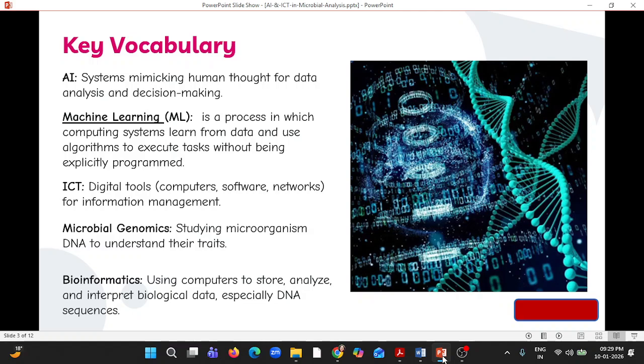To merge these things, we should know what is bioinformatics. Bioinformatics use the computers to store, analyze, and interpret biological data, especially DNA sequences.